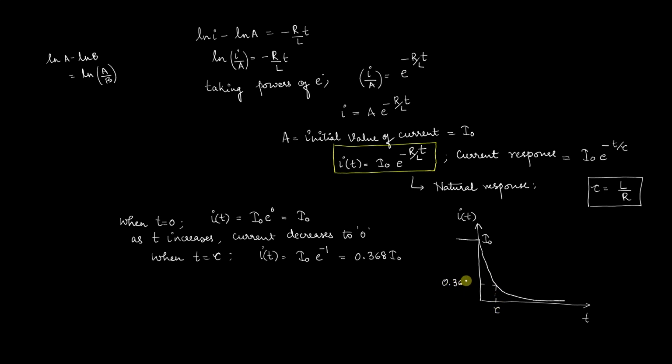0.368 I naught. So if the value of tau is small, then faster will be the rate of the decay, and you will get a very steep kind of response. If the value of tau is large, then the rate of decay will be very slow or gradual. So here the time constant basically corresponds to the time that is required for the response to decay to a factor of 1 by e, or 36.8% of its initial value.